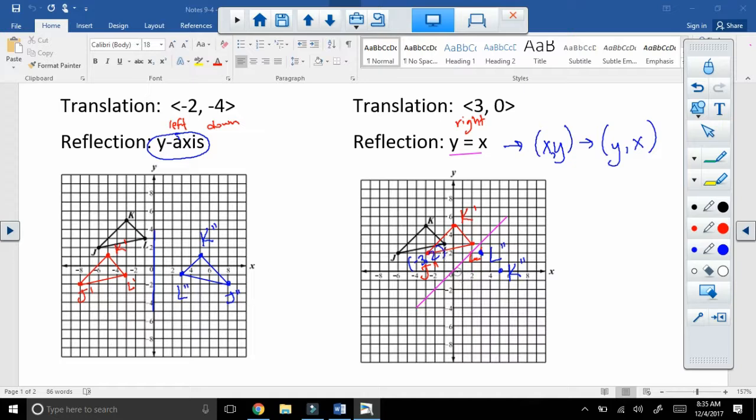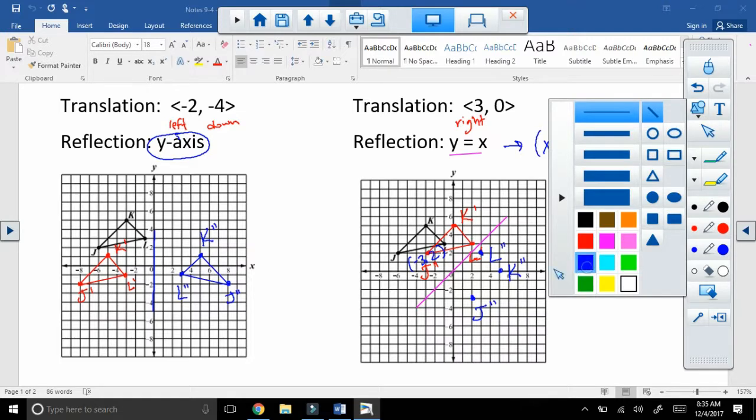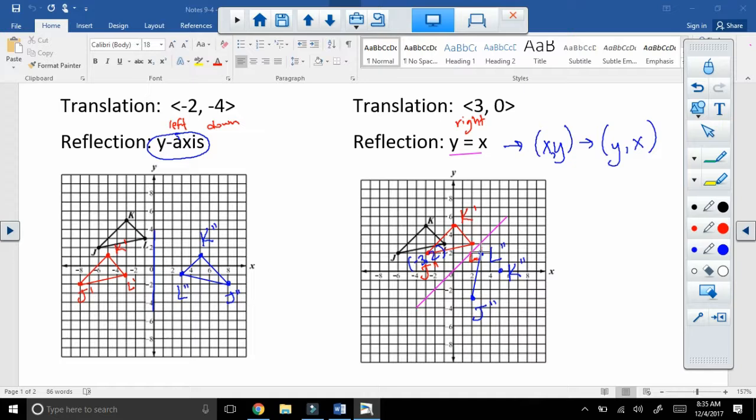So J double prime would be at +2, -3. If that helps you be able to see, this is also 1, 2.5 diagonal, so you can go that same distance on the other side. Either way, whatever way is going to work for you is fine. Just make sure you have a strategy for that one, because that's the one that students get confused on the most. It's not that you're just counting straight left or right or straight up or down.